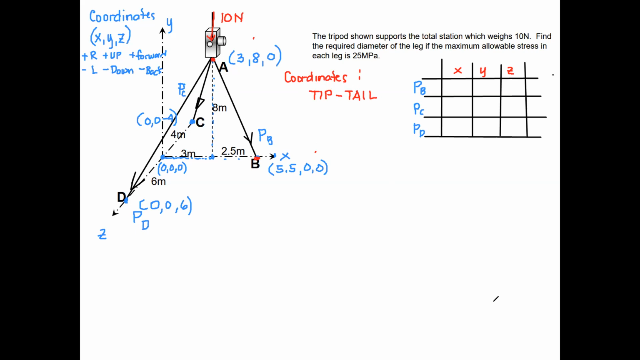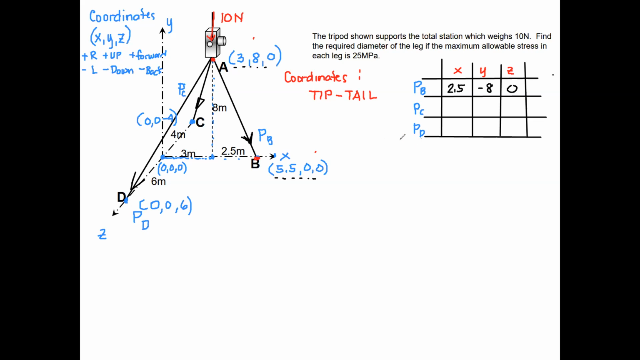So we just subtract. Kindly subtract, Gina. Please subtract B, the tip minus the tail. This is the tip, because it's pointing here. So 5.5, 0, 0, you subtract 3, 8, 0. Subtract each one: X minus X, Y minus Y, Z minus Z. Start. 5.5 minus 3. 2.5. Okay. Y: 0 minus 8. Negative 8. 0 minus 0. 0.